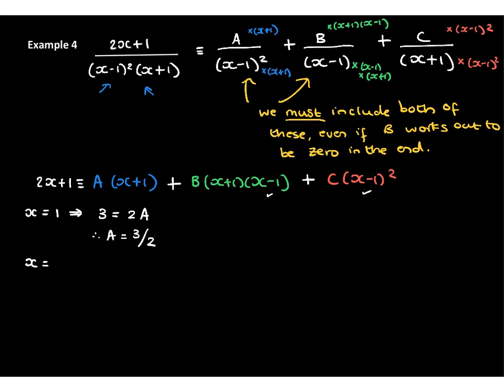It next makes sense to work out what happens if x equals negative 1, so that means this will vanish, and of course this will vanish as well, which will leave me with just the c term. So if x equals negative 1 on the left-hand side, that gives me negative 1, and on the right-hand side, that's going to give me 4c. So c is equal to negative a quarter.